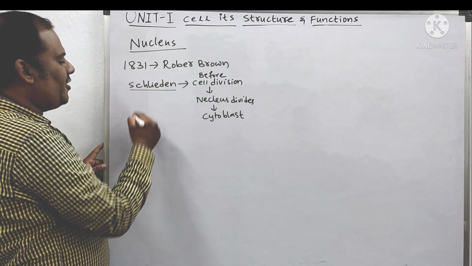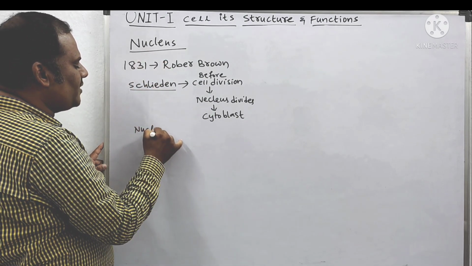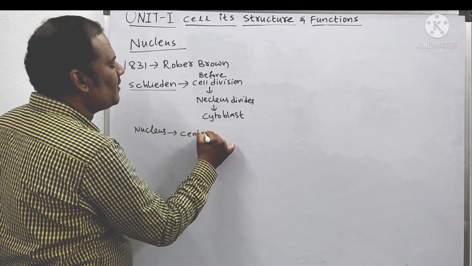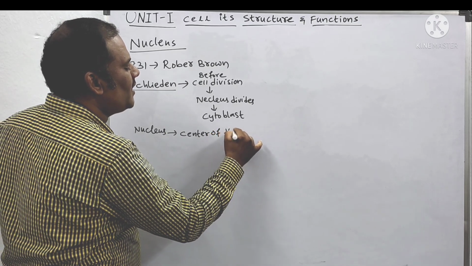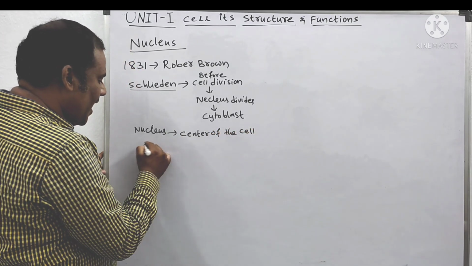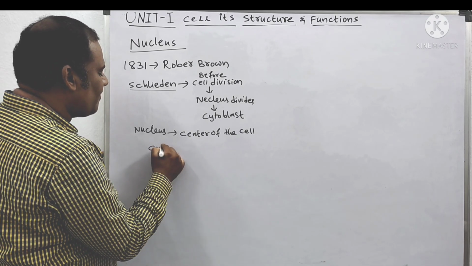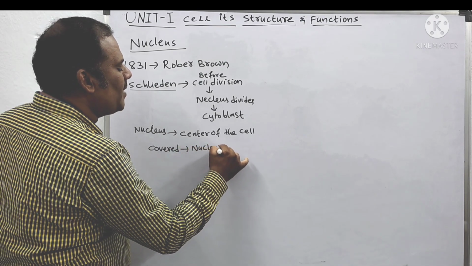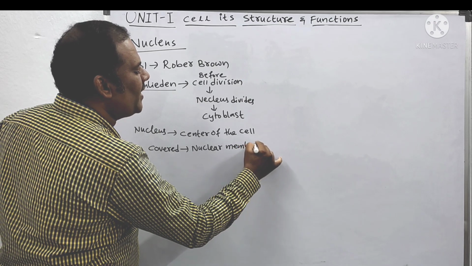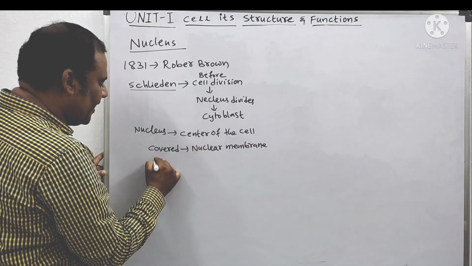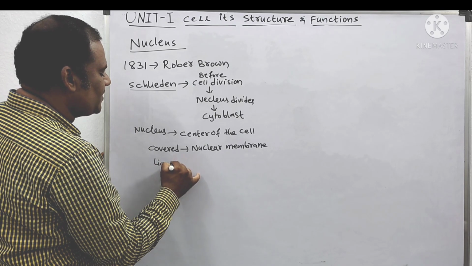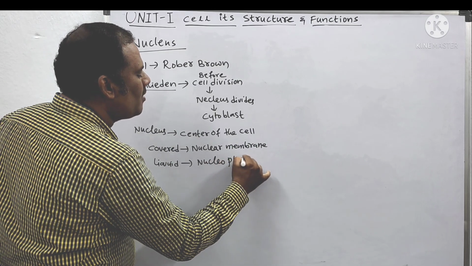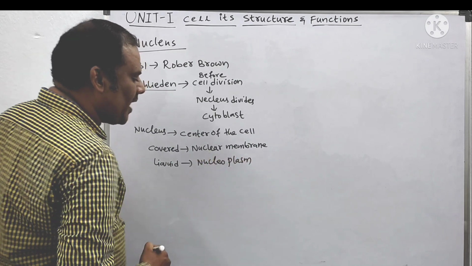Next, the nucleus is present in the center of the cell, and it is covered by a membrane called the nuclear membrane. Inside the nucleus, a liquid is present. That liquid is called the nucleoplasm.